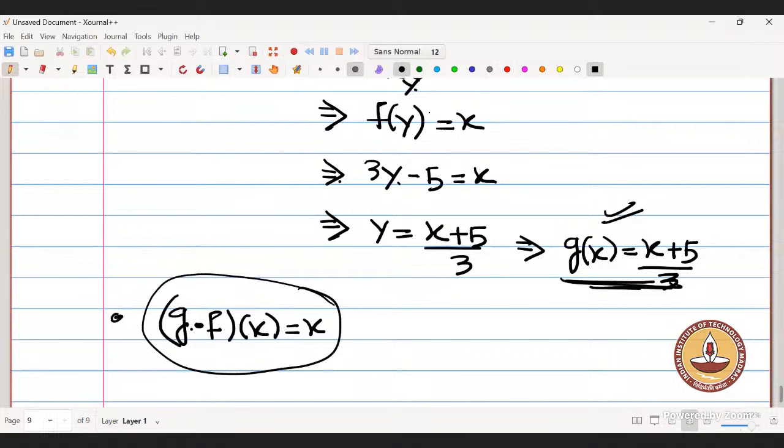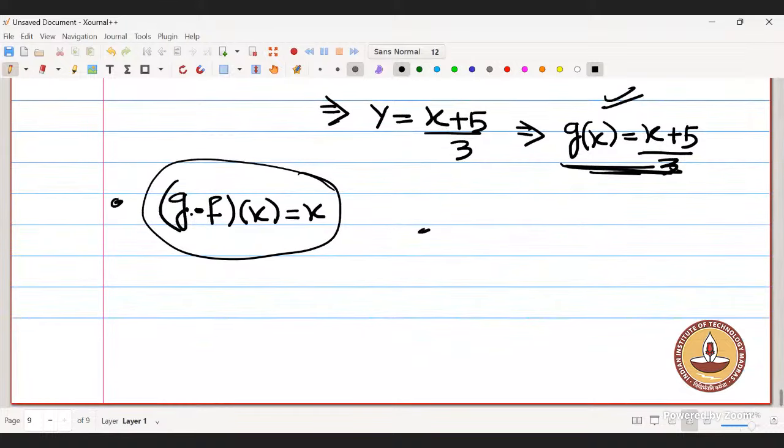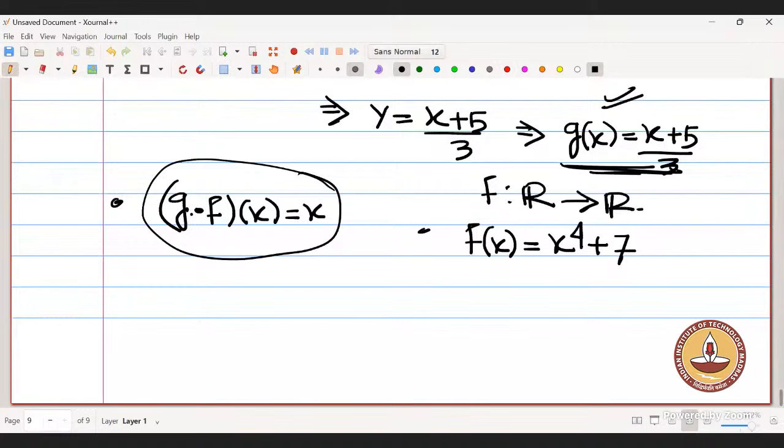Okay, so if I consider this function from R to R, what about this one? This is not 1-1. This is not a 1-to-1 function. Yeah, this is not 1-1, right? So the inverse will not exist. Then this function has no inverse, right?